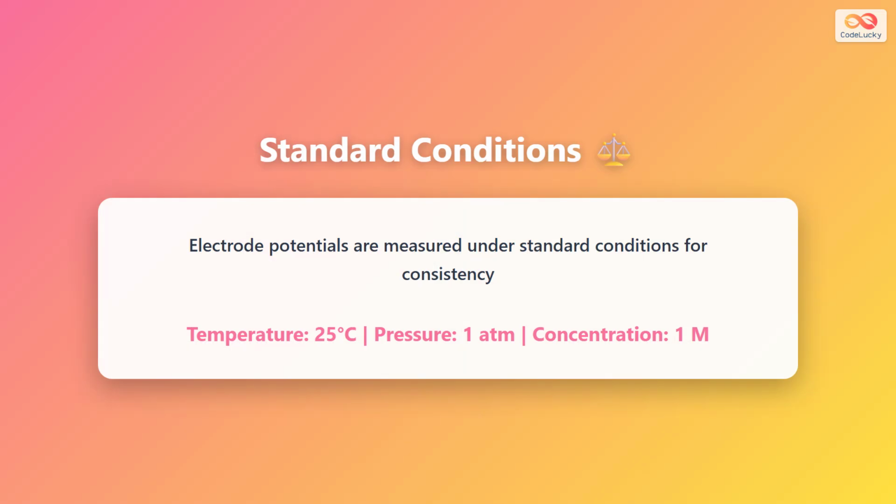For electrode potentials to be meaningful and comparable, they must be measured under standardized conditions. These standard conditions are defined as a temperature of 25 degrees Celsius, a pressure of 1 atmosphere, and a concentration of 1 molar for all aqueous species. By maintaining these consistent conditions, scientists can compare the electrode potentials of different substances fairly. Without standardization, variations in temperature, pressure, or concentration would make it impossible to create reliable tables of electrode potentials or to predict the outcomes of electrochemical reactions accurately.